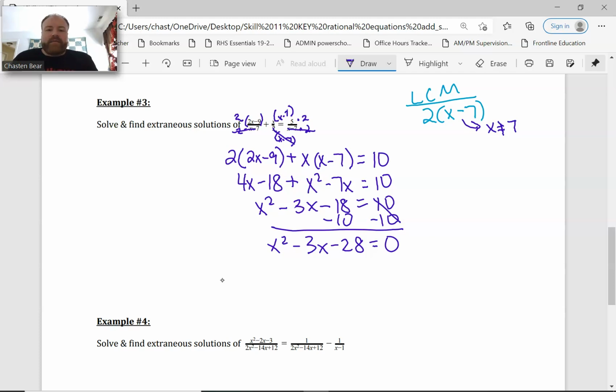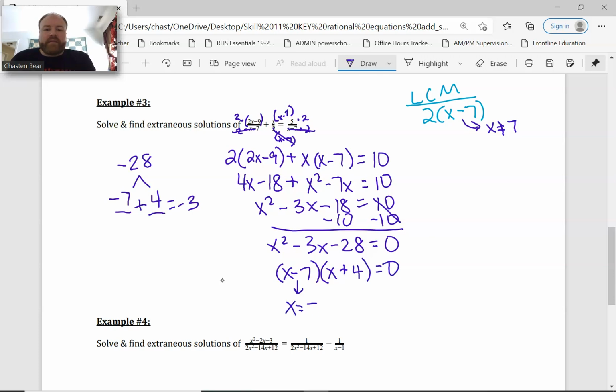All right, now I have to factor. So what multiplies to negative 28 and adds to negative 3? Well, that's going to be negative 7 and positive 4. So x minus 7, x plus 4. This one, x equals 7. This one, x equals negative 4. Looking at the x equals 7, we're not allowed to have that. So x equals negative 4. Okay.